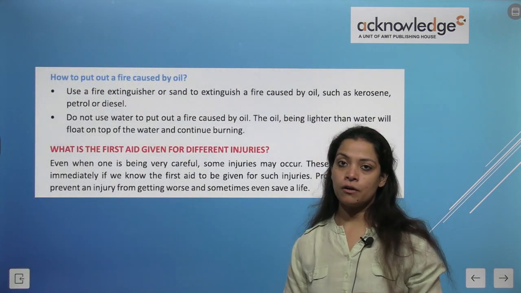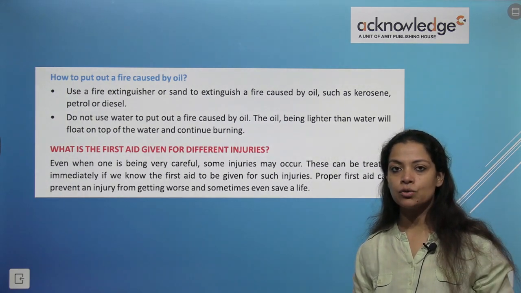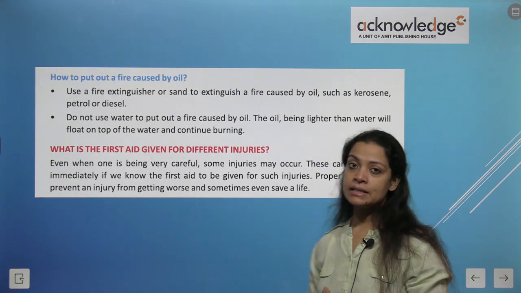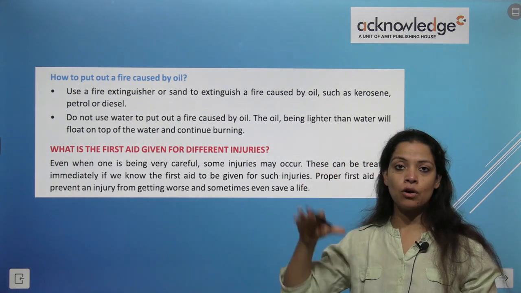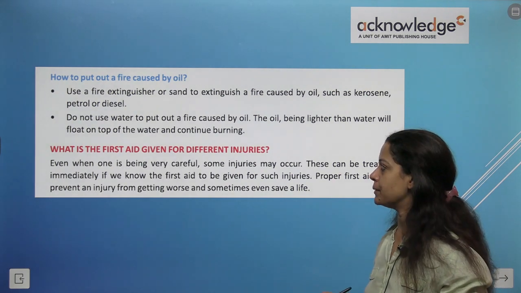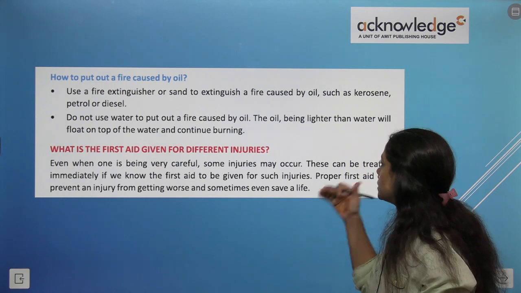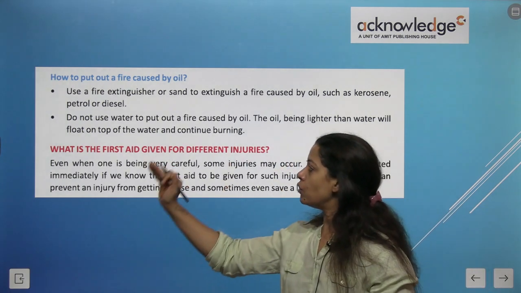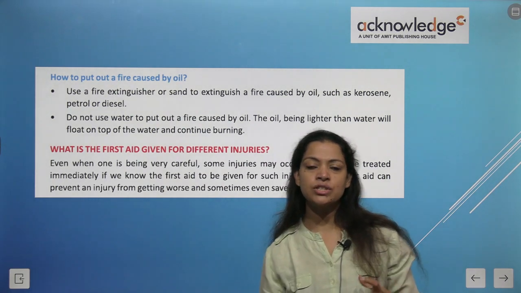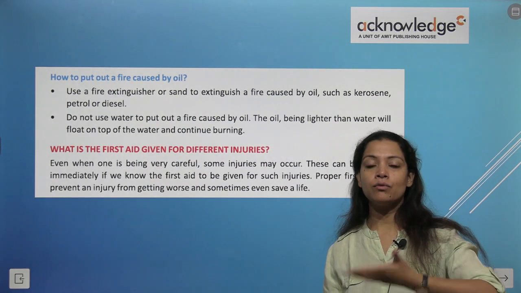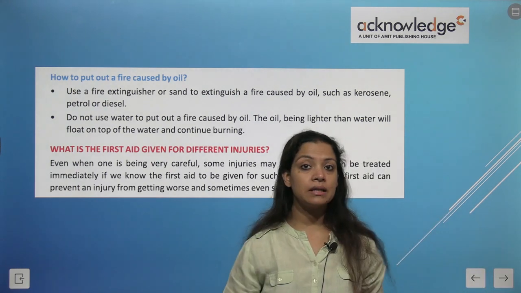How to put out a fire caused by oil? In case there is a fire which has happened due to oil, use a fire extinguisher or sand extinguisher. Do not use water to put out a fire caused by oil. The oil, being lighter than water, will float on top of the water. So if we want to extinguish oil with water, this will not help, because oil is lighter than water, so it will float over the water and the burning will continue.